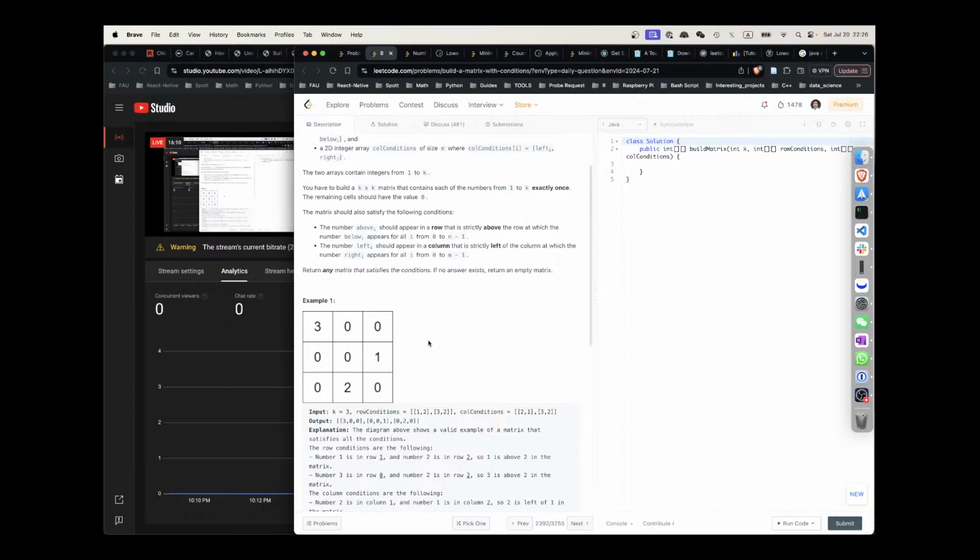And then we need to check the column. Actually, no, I think we need to check both. So row-wise, the deepest level needs to be 2. Column-wise, the deepest level needs to be 1. So column-wise, the deepest needs to be 1. Therefore, 1 has to go to the most right. Okay, and then column-wise, 2 needs to be on the second level.